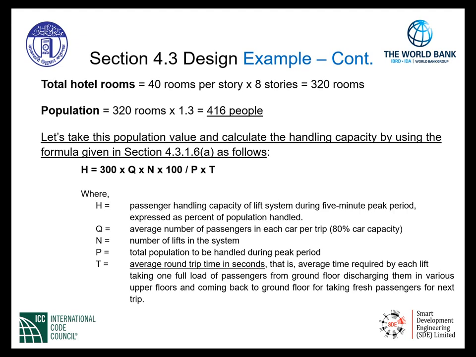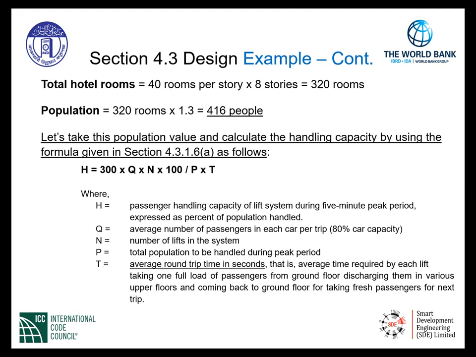With the information indicated in the beginning of our example, we have 40 rooms per story, and we have 8 stories that make up our high-quality hotel. By having 40 rooms per story times 8 stories, we have a total of 320 rooms that is calculated. For the population, we take 320 rooms and multiply it times the factor that we found in Table 8.4.8. We multiply the rooms times this factor, and this allows us to equate 416 people as total population.